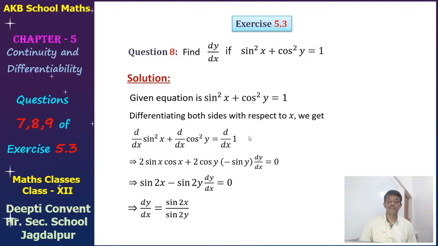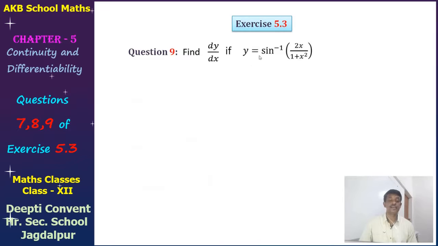Okay, similarly take question 9. Here y equals sin inverse of 2x by 1 plus x square. Here is a different thing. We have to use the property of sin inverse x, and we use substitution. We know that 2 tan theta upon 1 plus tan square theta equals sin 2 theta. That's why we can substitute x equal to tan theta. Then it will be converted to sin 2 theta. Sin inverse of sin theta equals what? Theta. So then we can convert it.